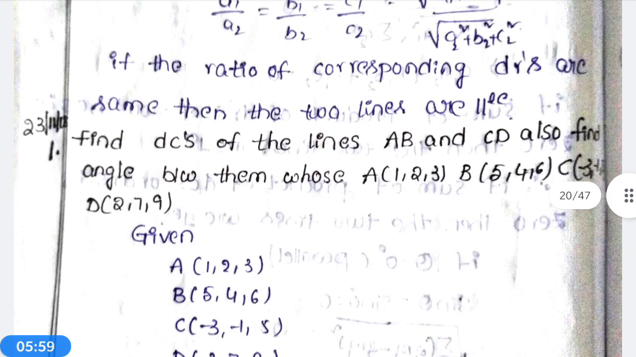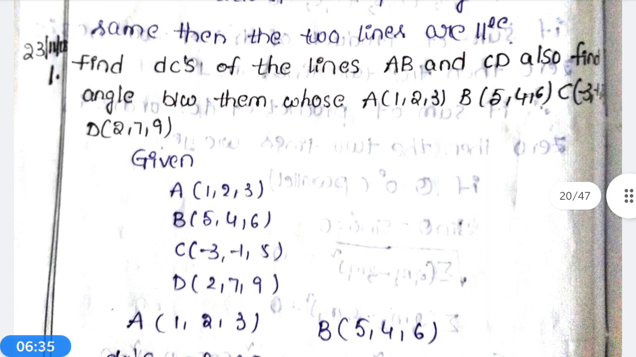Today I will start with a problem based upon the knowledge which I learned yesterday. The problem is: find the DCs of the lines AB and CD. Also find the angle between the two lines where A is (1, 2, 3), B is (5, 4, 6), C is (minus 3, minus 1, 5), D is (2, 7, 9).